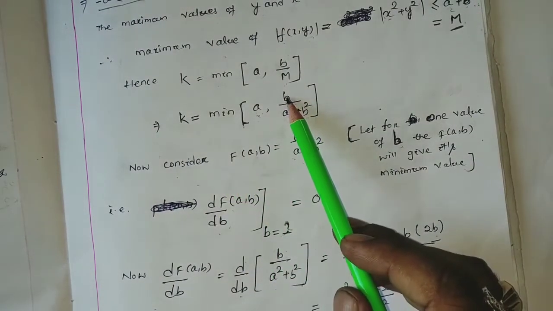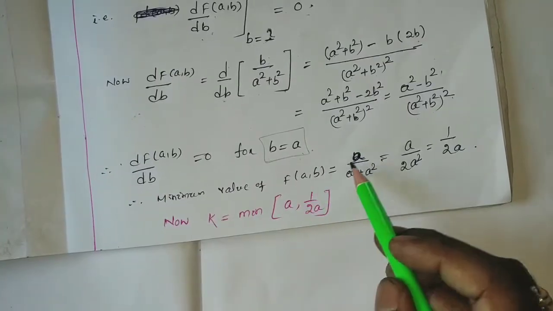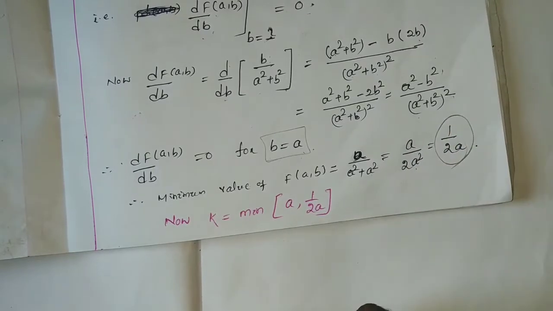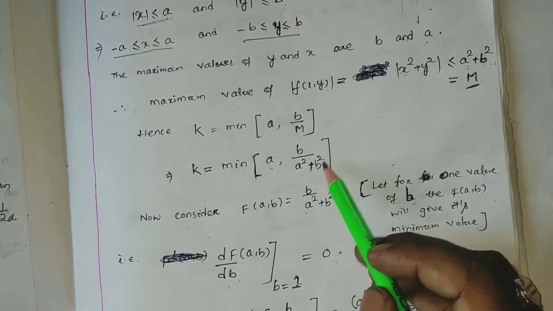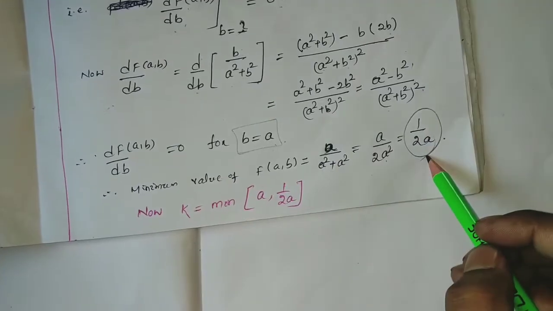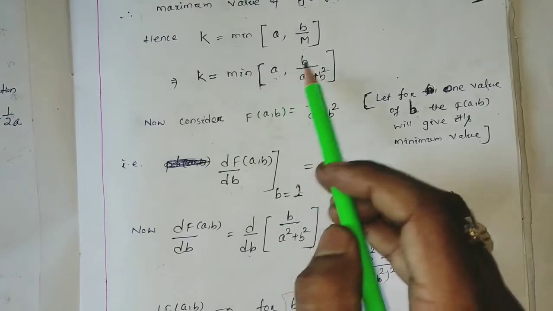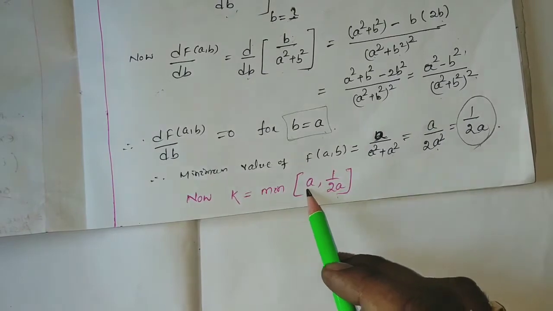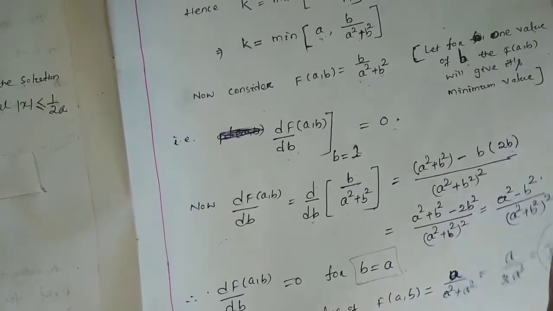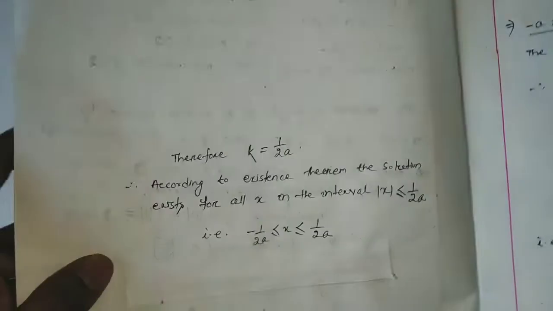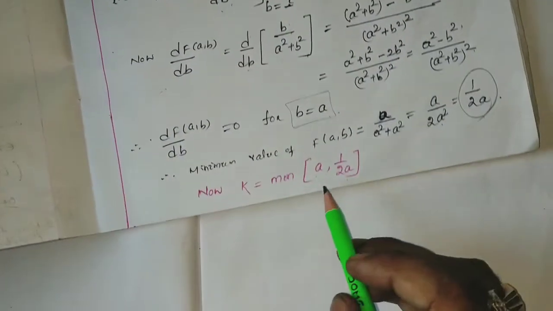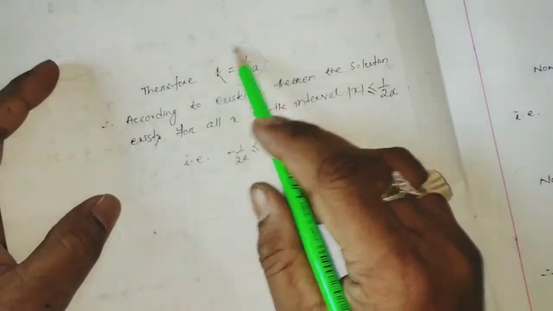Now we have to put a instead of b. So it will be a by a square plus a square. That means a by 2a square, which is 1 by 2a. So instead of writing b by a square plus b square, I can write 1 by 2a. So k will be the minimum of a and 1 by 2a. Comparing a and 1 by 2a, which one is the minimum? Obviously 1 by 2a is the minimum. Therefore k is equal to 1 by 2a.